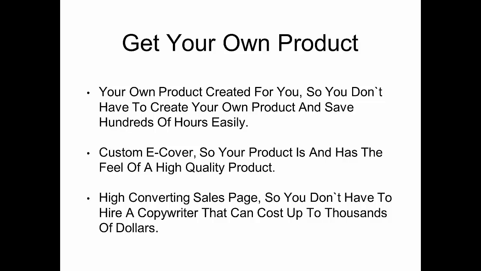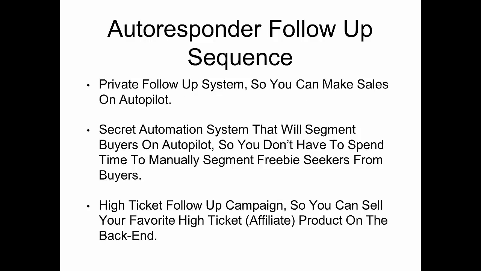You will also get a high converting sales page for your product so you don't have to hire a copywriter. And copywriters these days can cost up to thousands of dollars easily. The next component in my Done For You Funnel 2.0 system is my automated autoresponder sequence. I will set up my private follow-up sequence for your product, so you can start making sales on autopilot. It took me years to figure this out by trial and error and a lot of copywriting courses. But I have now nearly perfected this method.